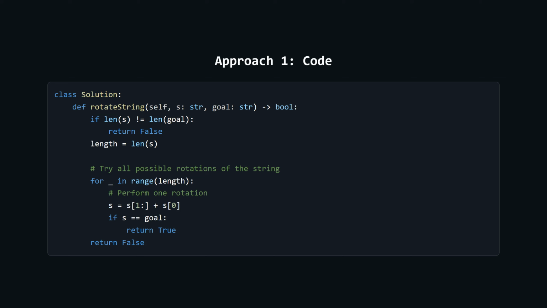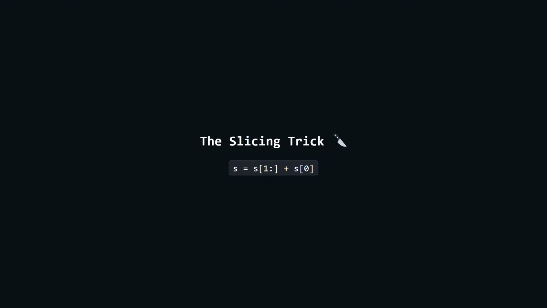Let's trace through exactly how that rotation actually works in code. The key part of that code is this line, which performs the shift using Python slicing. The first part grabs the entire word starting from the second letter all the way to the end. Then, the second part grabs just that very first letter. By adding those two pieces together, in that order, we effectively move the front to the back in one swift motion. Let's do a quick dry run.